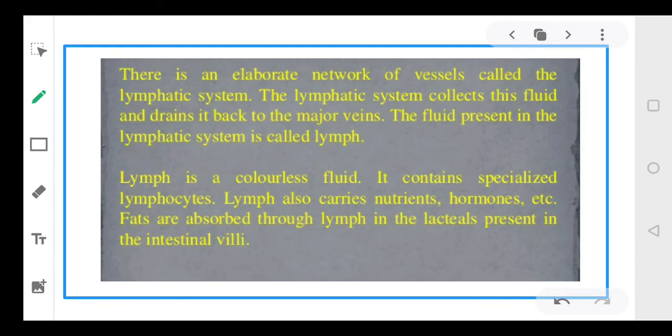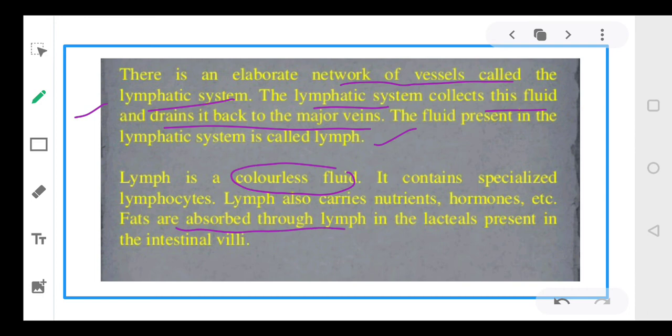Clear? So there is an elaborate network of vessels called the lymphatic system. This lymphatic system will collect this fluid and drain it back into the major veins. This fluid we call lymph, and this system is called the lymphatic system. Your lymph is a colorless or straw colored fluid, and it contains specialized lymphocytes. It carries nutrients, hormones, and digested fat, in the lacteals present in the intestinal villi.